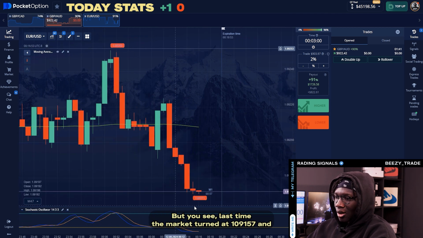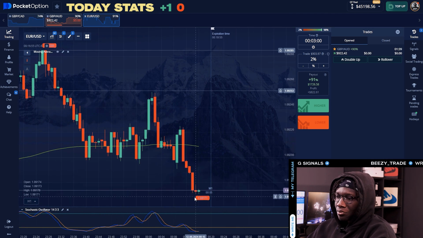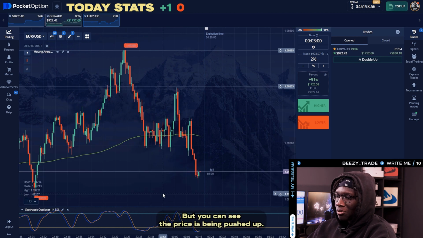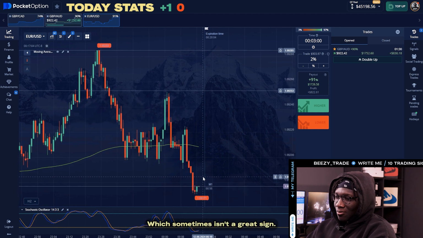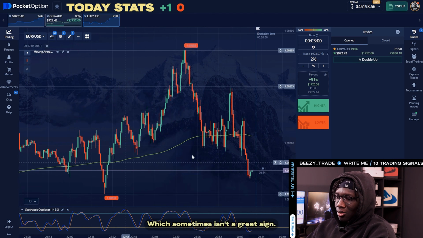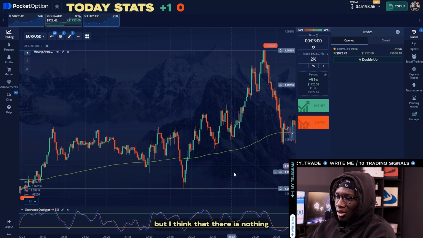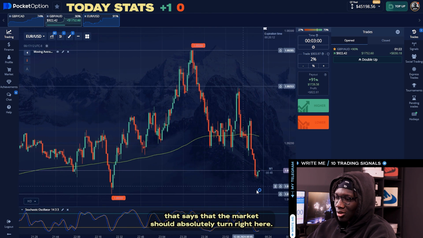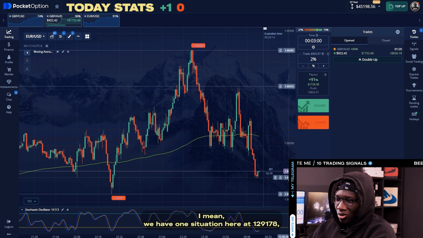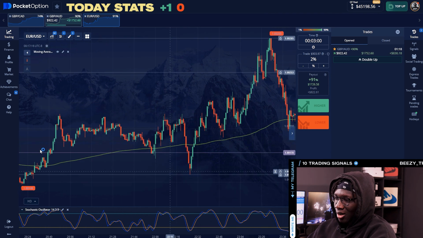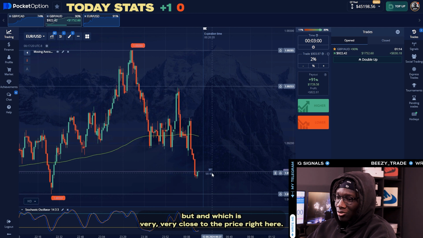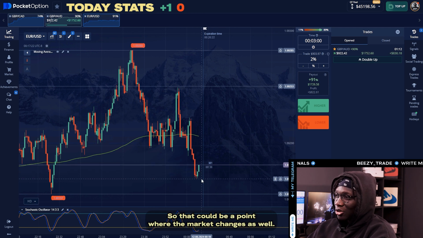109.157. And we might still see the market being pulled all the way down here. But you can see the price is being pushed up, which sometimes isn't a great sign. But I think that there is nothing that says that the market should absolutely turn right here. I mean, we have one situation here at 109.178, which is very, very close to the price right here. So that could be a point where the market changes as well.